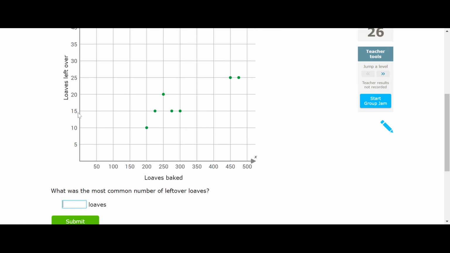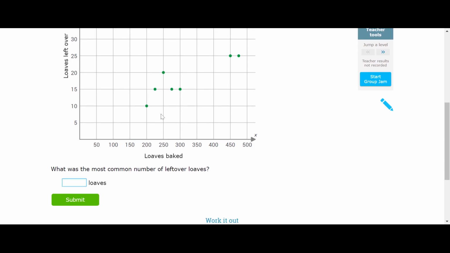So again, I'm looking on my x-axis to see loaves left over. Which one of these numbers, which one of these lines, has the most dots on it? And it looks like 15 right here, because I have 3 different plots. So at 3 different times, they had 15 loaves left over. So I'm going to go for 15.